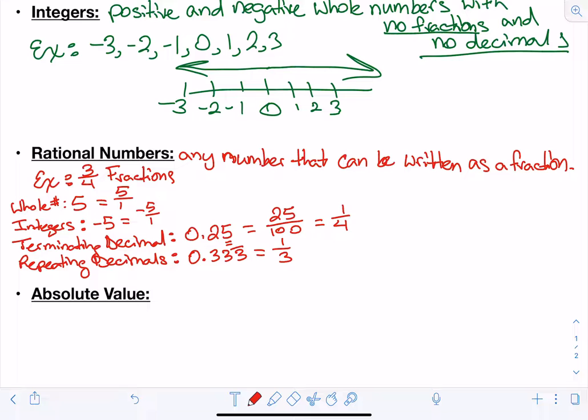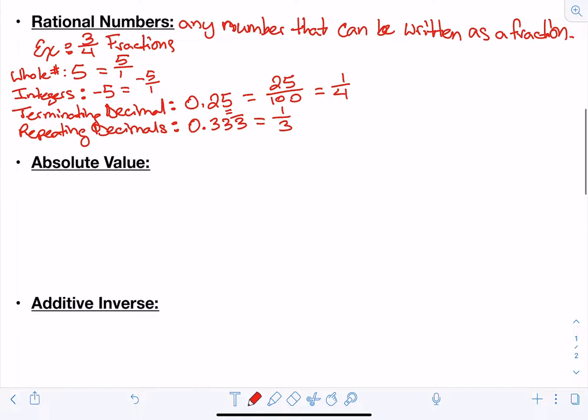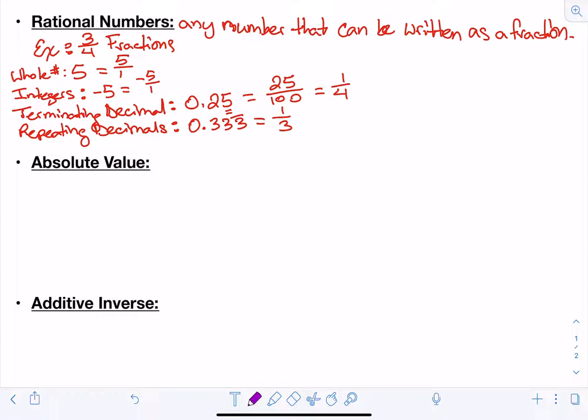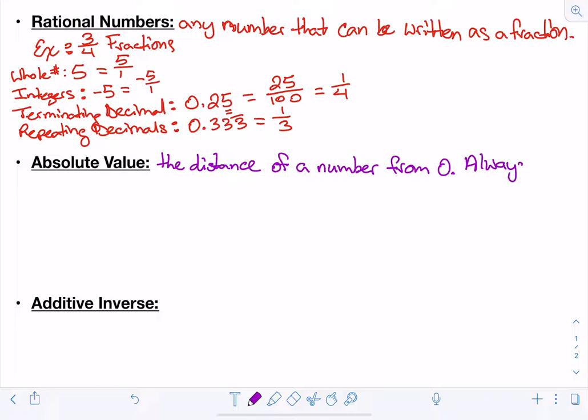Okay, now the next type is absolute value. So let me go ahead and change colors. Absolute value is the distance of a number from 0. Okay, and it's always positive.